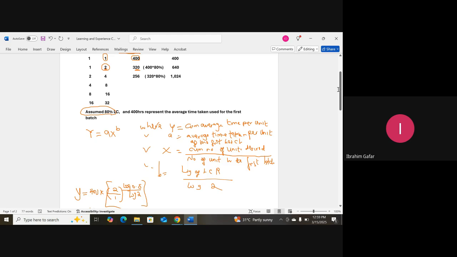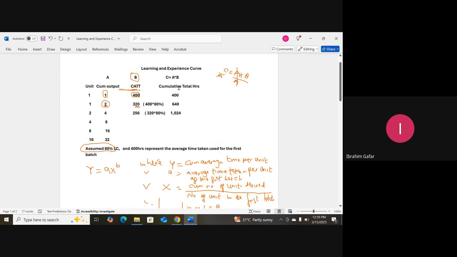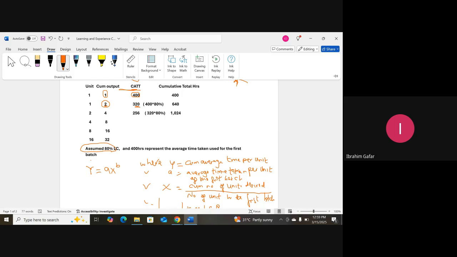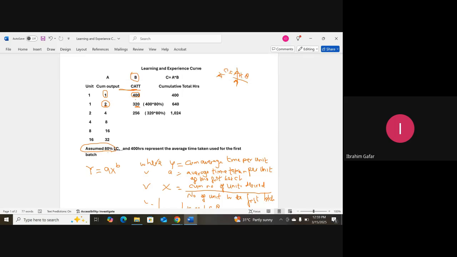Let us confirm it. You know that it is 20% that they reduce. 400. Hope you are with your calculator. I said I want full participation. Let's check. If I assume 80%, it means that 20% is reduced. 400 minus 320. What do you have?